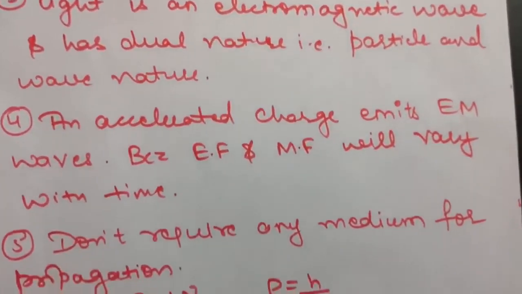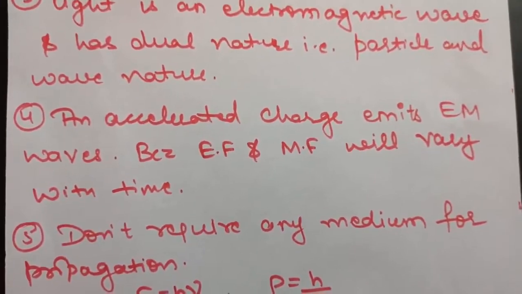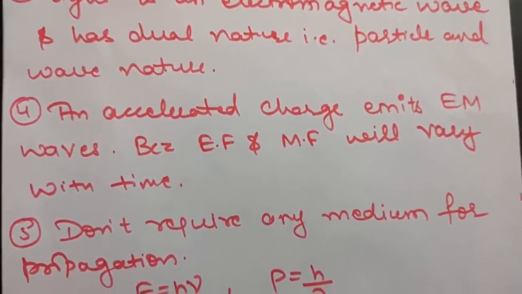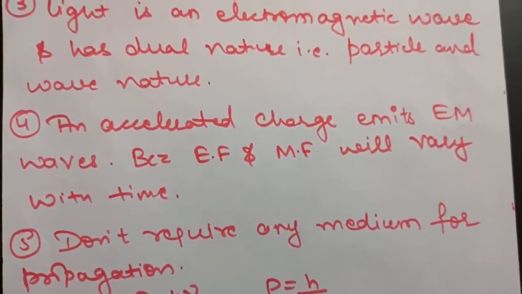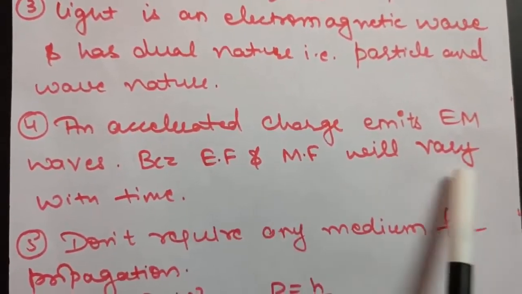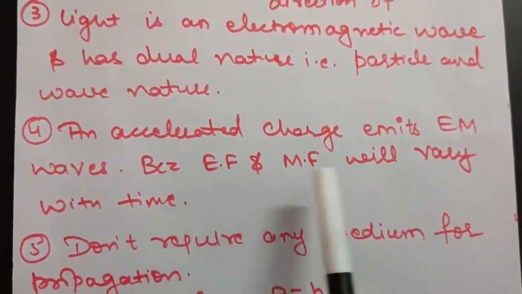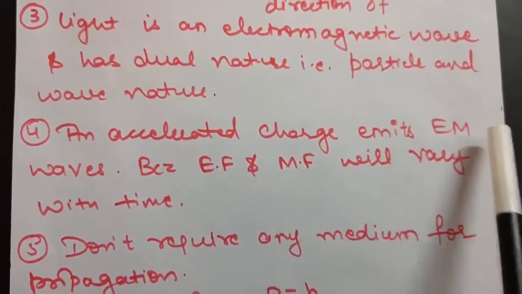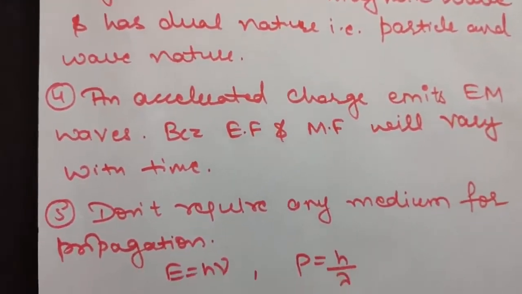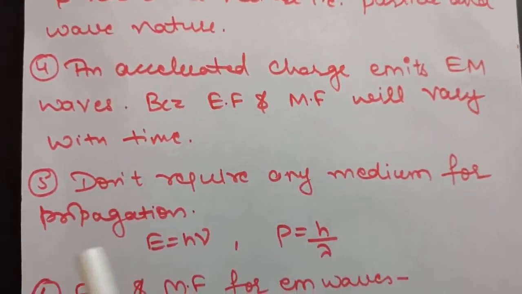Okay, next is an accelerated charge emits electromagnetic waves. That is, if a charge is accelerating, then it will emit electromagnetic waves because for that accelerating charge, electric field and magnetic field will vary with time. And as you know, varying electric field and magnetic field with time produces electromagnetic waves. Next is electromagnetic waves do not require any medium for their propagation.